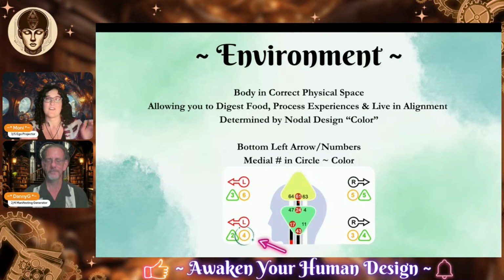But basically, if you look at the bottom left arrow, there's numbers, and you're looking at the medial, the most center number, and it's in a circle. It's in like an orange circle. And so that's color. And so it's that bottom left, which is your environment color.